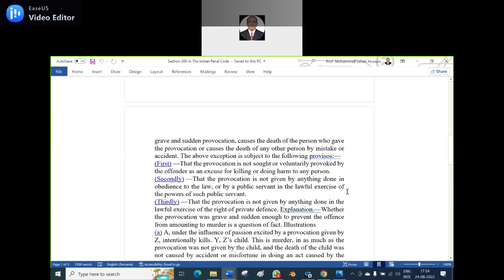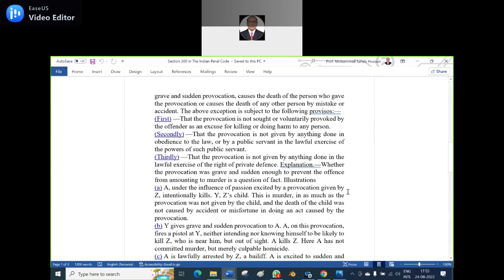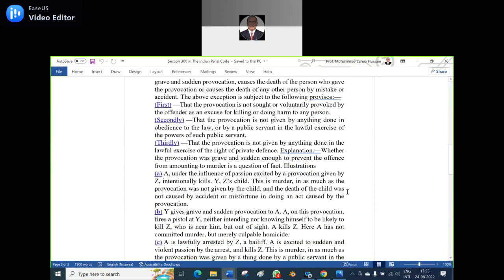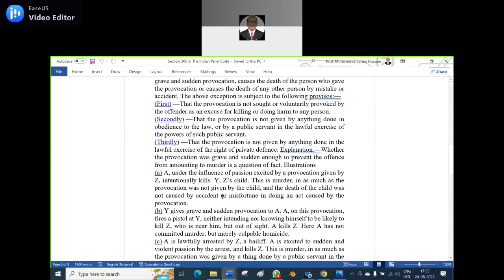Explanation: whether the provocation was grave and sudden enough to prevent the offense from amounting to murder is a question of fact. Of course, it depends. Let us see one of the illustrations. Can anyone unmute, especially the participants, and read this illustration A? Unmute and read.